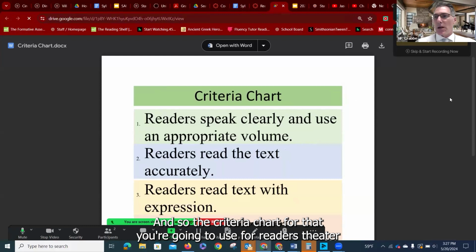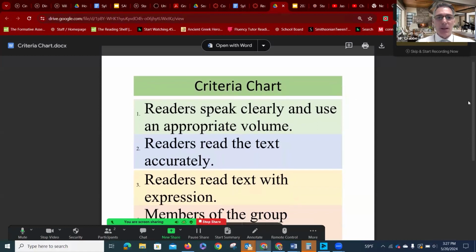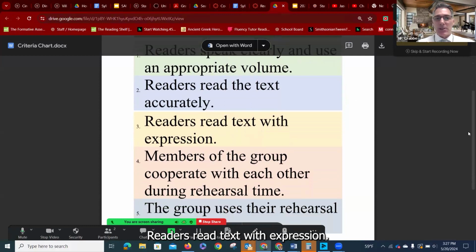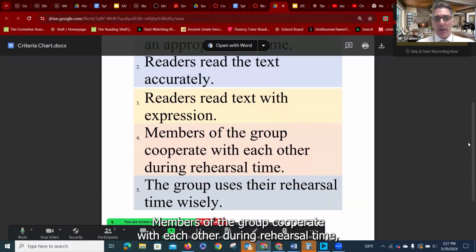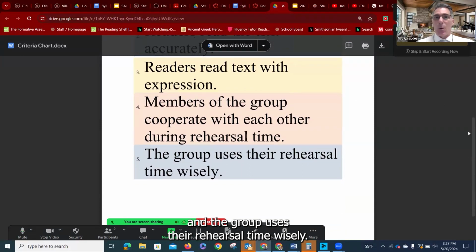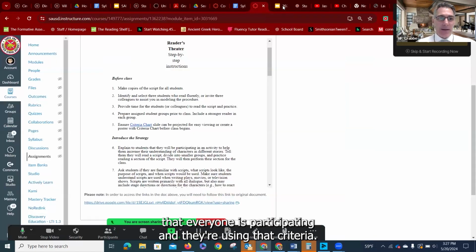And so the criteria chart that you're going to use for Reader's Theater is that readers speak clearly and use an appropriate volume. Readers read the text accurately. Readers read text with expression. Members of the group cooperate with each other during rehearsal time, and the group uses their rehearsal time wisely. So these are norms that you will establish with the students in regards to Reader's Theater, that everyone is participating and they're using that criteria.